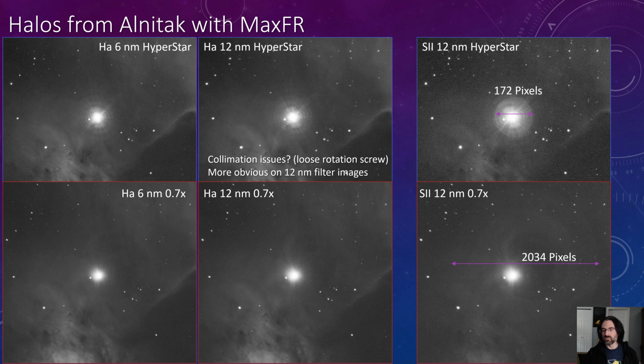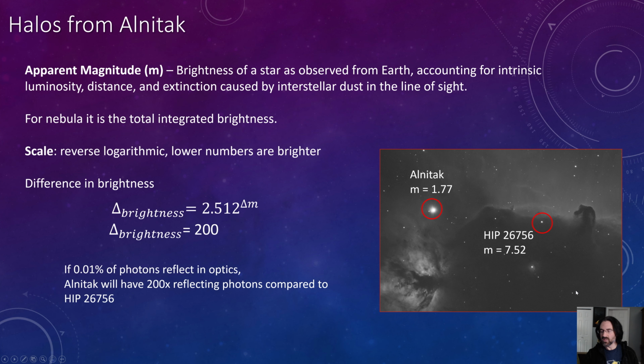Now if we go over to the Sulfur 2 image, there certainly seems to be something else going on. With the HyperStar, we do seem to get a ring in addition to this fringing pattern that we see here, similar to what we saw with the hydrogen alpha. And when we go to the 0.7 reducer configuration, there seems to be a very large reflection that I'm guessing is on the order of about 2,000 pixels wide.